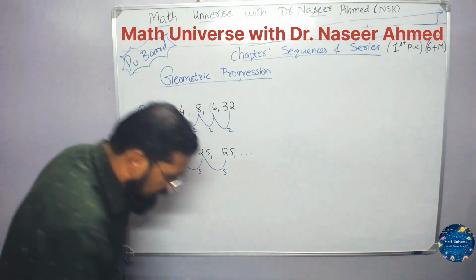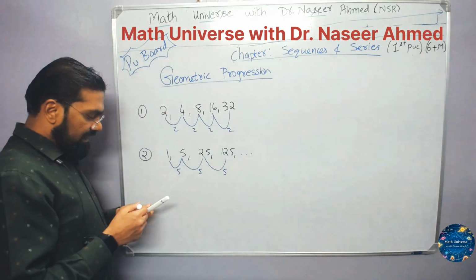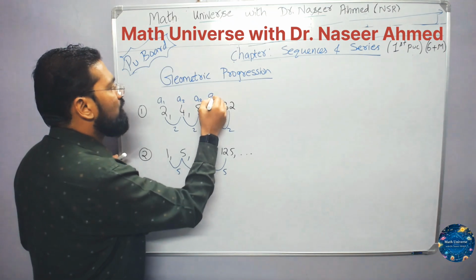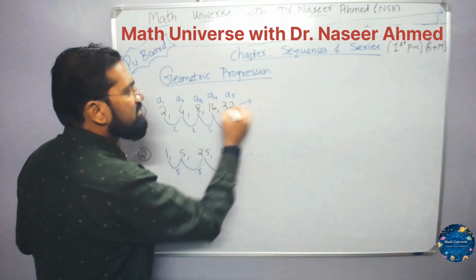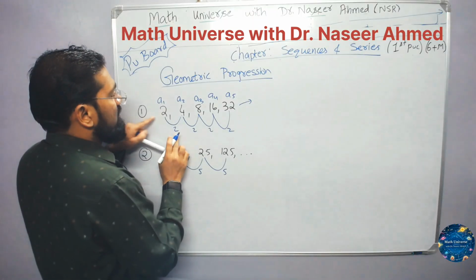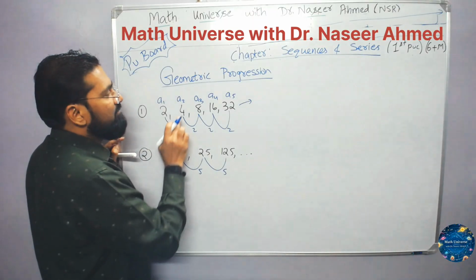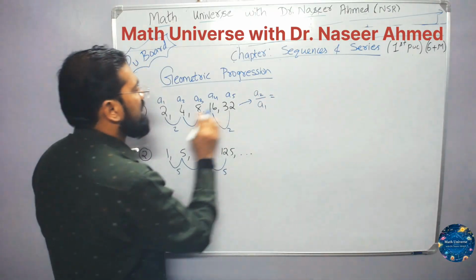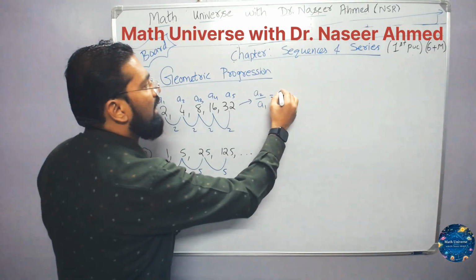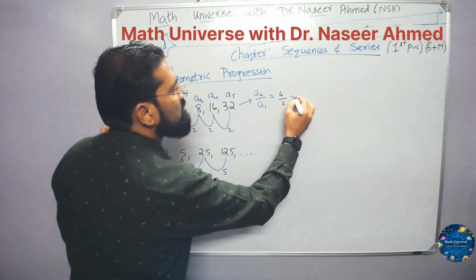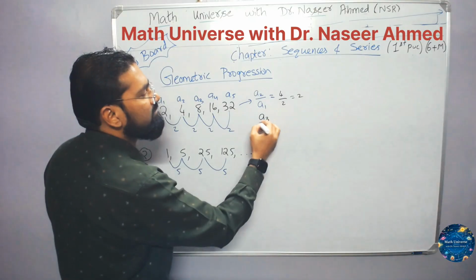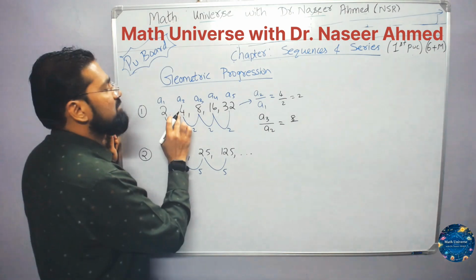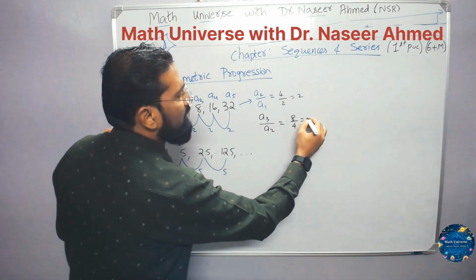First, before going to that, let us understand this. As per the location of the term, this is my first term, second term, third term, fourth term, fifth term. Now, how do we obtain this common constant? This is the second term, this the first term. If you take the ratio of the second term and the first term, the second term is 4 and the first term is 2, so 4 by 2 is 2. Next, if you take the third term's ratio with the second term, the third term is 8 and the second term is 4, so 8 by 4 is 2.